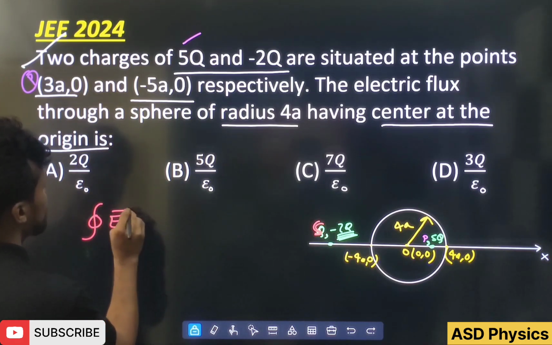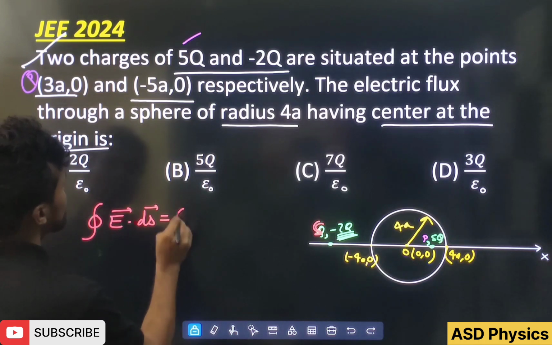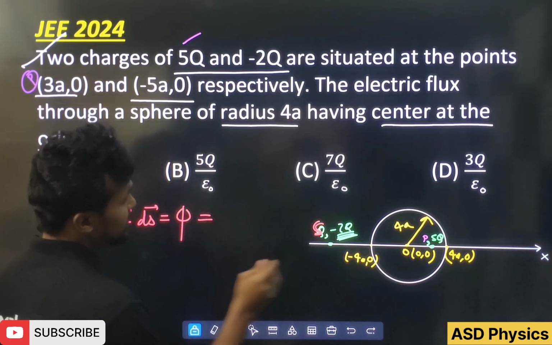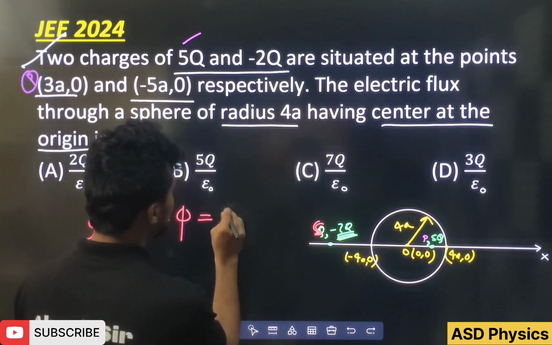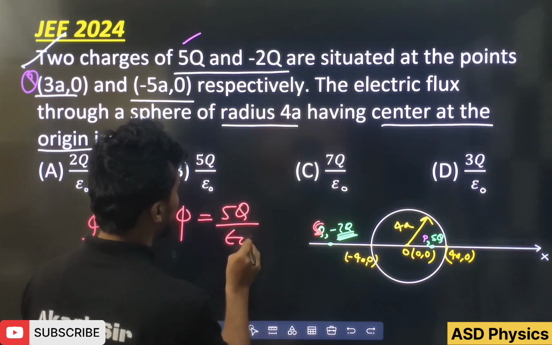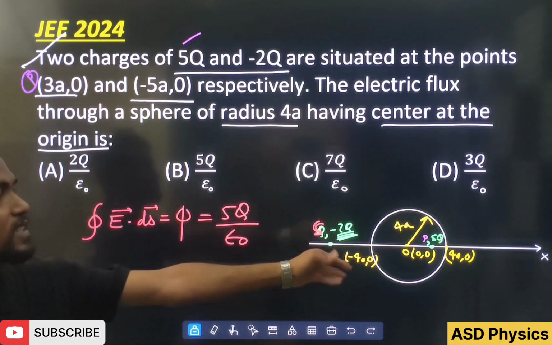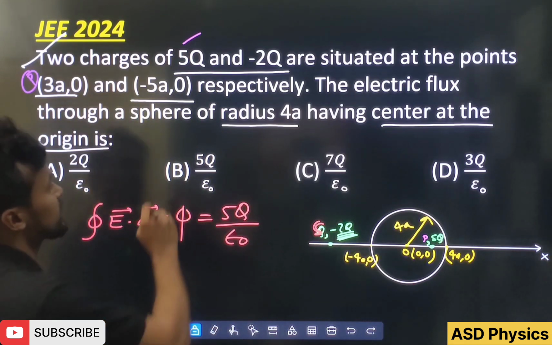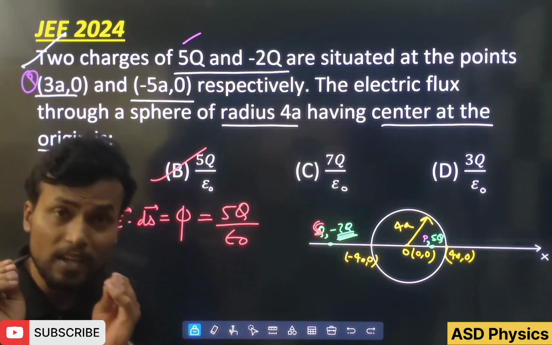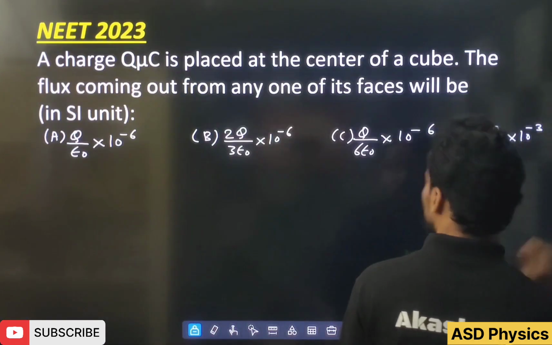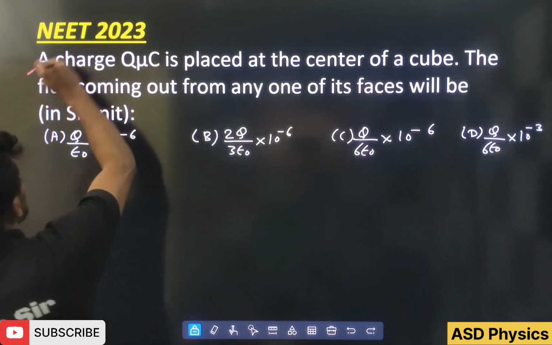5q. That means flux, closed integration E.ds, is given by charge enclosed. How much charge is inside this? 5q. So the answer will come here 5q by epsilon naught. 5q is inside and minus 2q is outside. So the correct answer is option B. Okay. Next students, very easy.